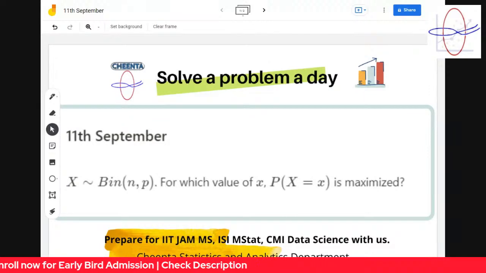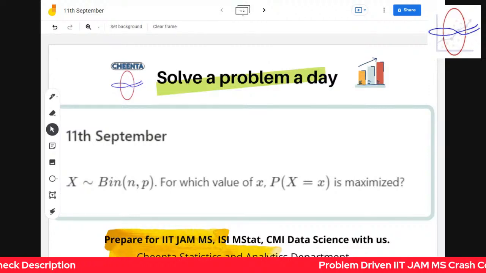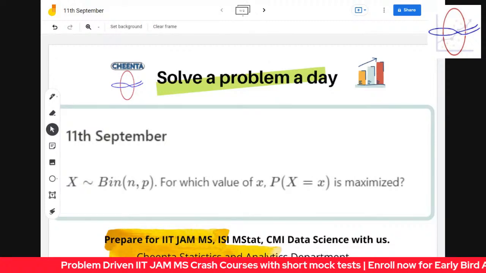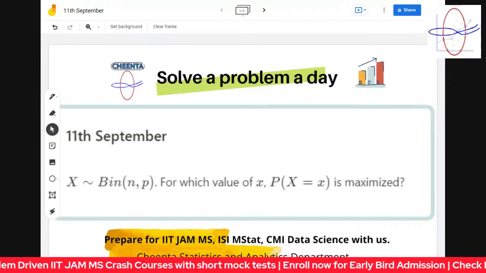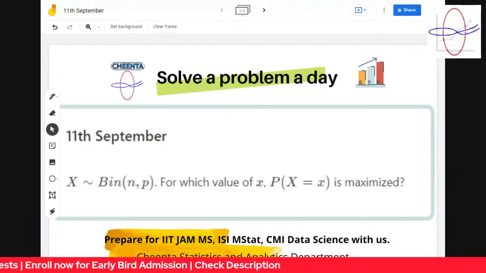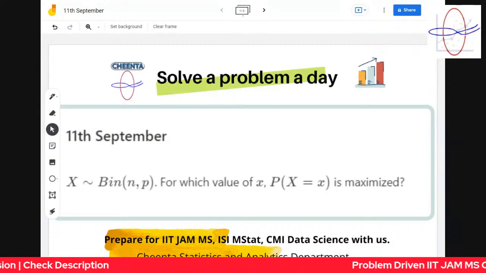Here it's asking, among the PMF, all the values of the PMF, like probability X is equal to x for all the values of the binomial, 0 to n. We are seeing all the probabilities, and we have to find for which x the probability is maximized. It's a well-known problem, but to find a maximum we cannot apply differentiation over here. There's a reason to that.